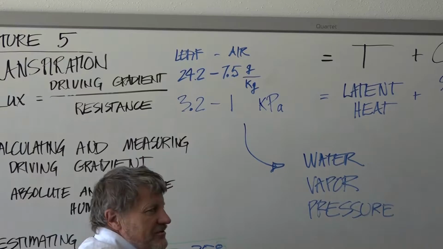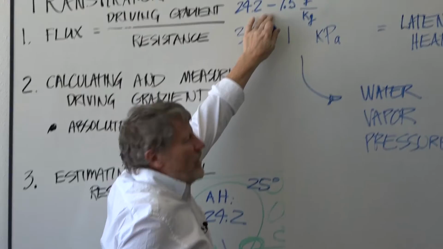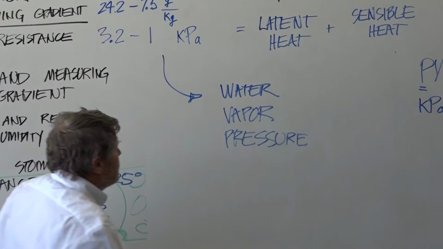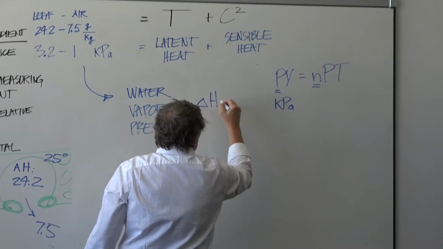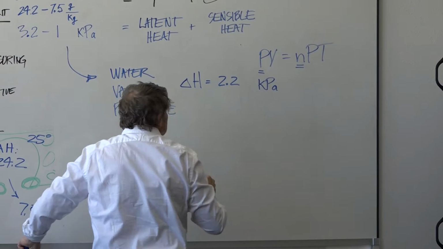Now I didn't teach this right in the beginning because a vapor pressure is not intuitive. A weight per volume is intuitive, but this converts to pascals. And here's the beauty of this. Water vapor pressure, our delta H in our example, is 2.2 kilopascals.